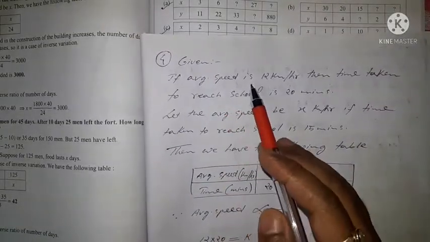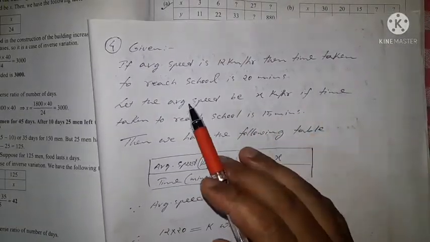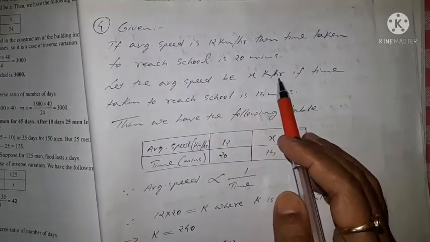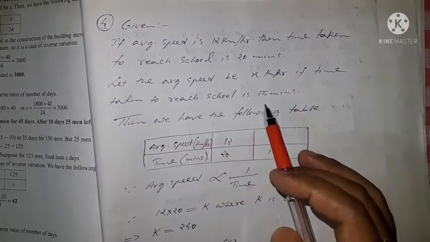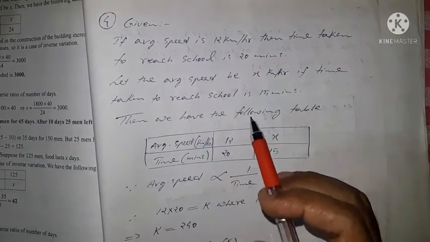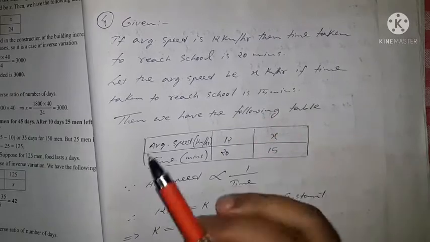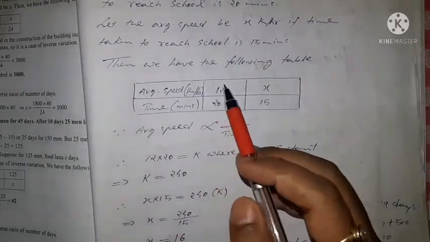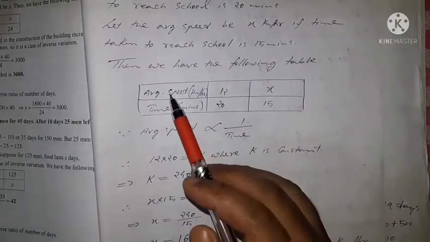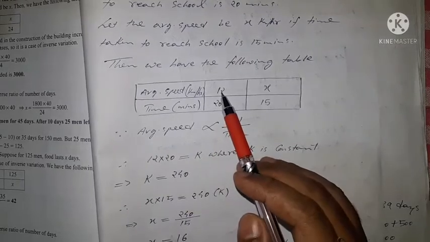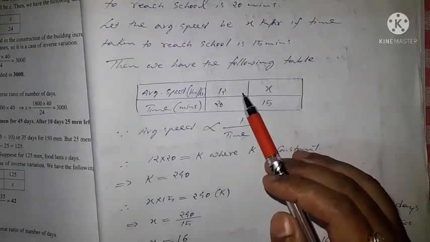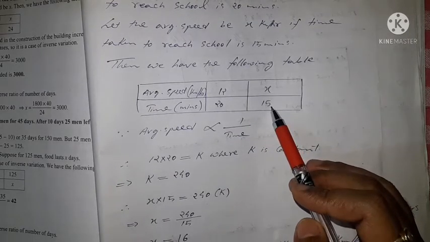Given that if the average speed is 12 km per hour, then the time taken to reach the school is 20 minutes. This is already given. So let the average speed be x km per hour if the time taken to reach the school is 15 minutes. That means the speed he must move at in order to reach school in 15 minutes we take as x km per hour. Then we represent the situation in the following table, with speed and time. When the speed is 12 km per hour, the time is 20 minutes, and when the speed is x km per hour, the time is 15 minutes.